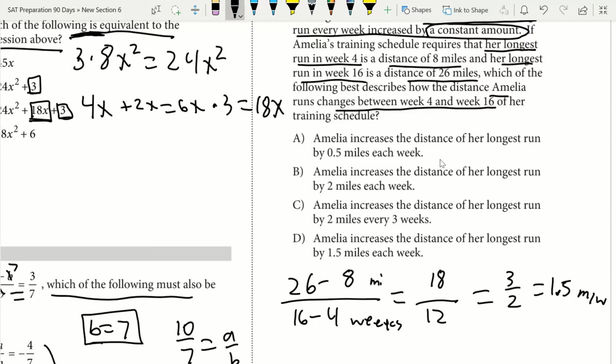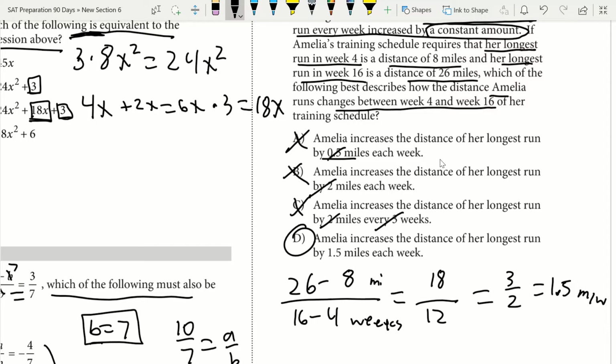So we look at our answer choices. A says Amelia increases the distance of her longest run by 1/2 mile each week. That's incorrect. We know it's 1.5. B says Amelia increases the distance of her longest run by 2 miles each week. We know that's incorrect. C says she increases the distance of her longest run by 2 miles every 3 weeks. That's incorrect. And D is correct. Amelia increases the distance of her longest run by 1.5 miles each week.